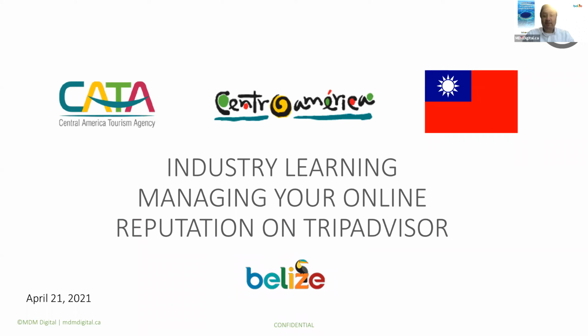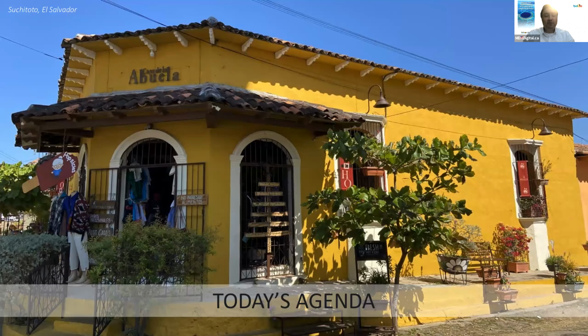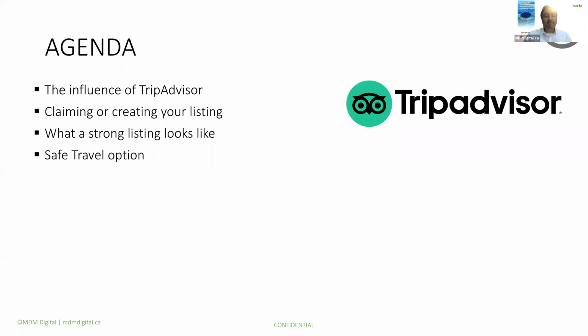So the next part of the presentation, this is part of only about 15 minutes, so we're almost done, is Tripadvisor. This is very similar to the approach and the thinking for Google My Business, where it provides you a chance to create or claim your listing. So what are we going to look at today?